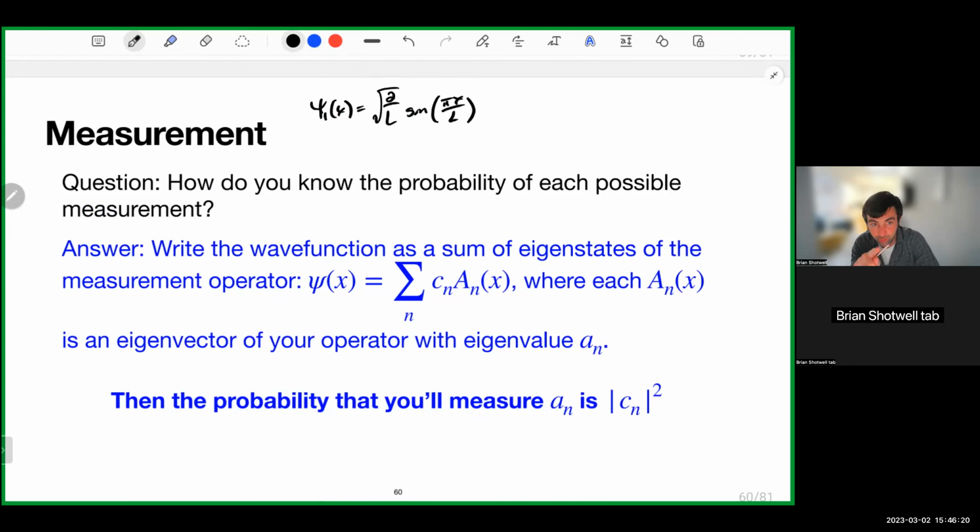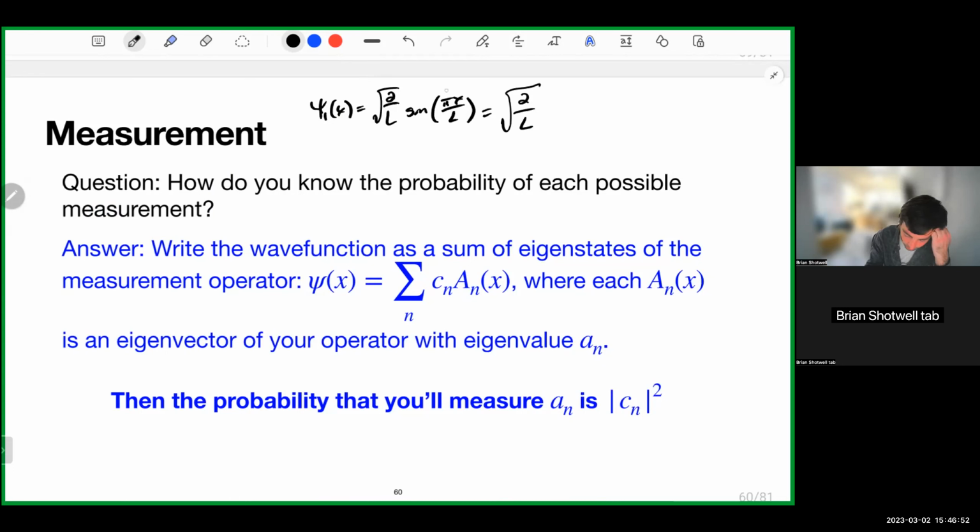This function right here is not a momentum eigenstate. If you apply the momentum operator to this wave function, you do not get a constant times the wave function again. You take a derivative of sine, you get cosine. That's not a constant times sine. But the reason I chose this example is because it works out nicely mathematically, if you rewrite sine in terms of complex exponentials.